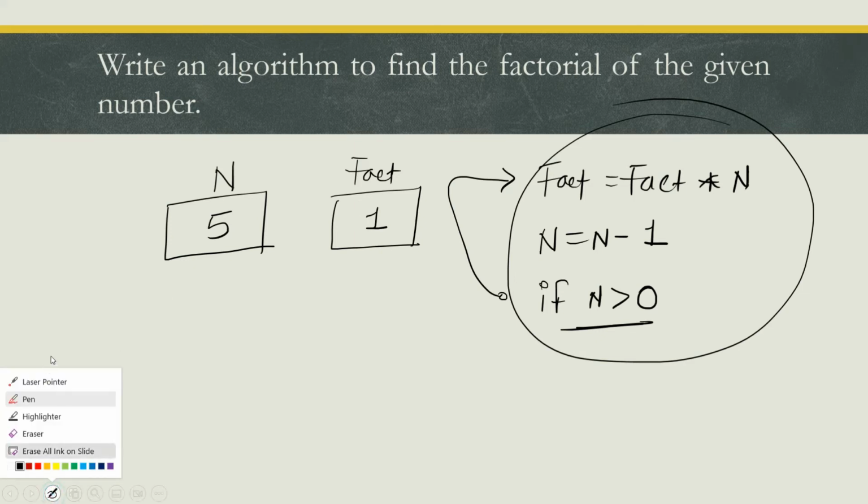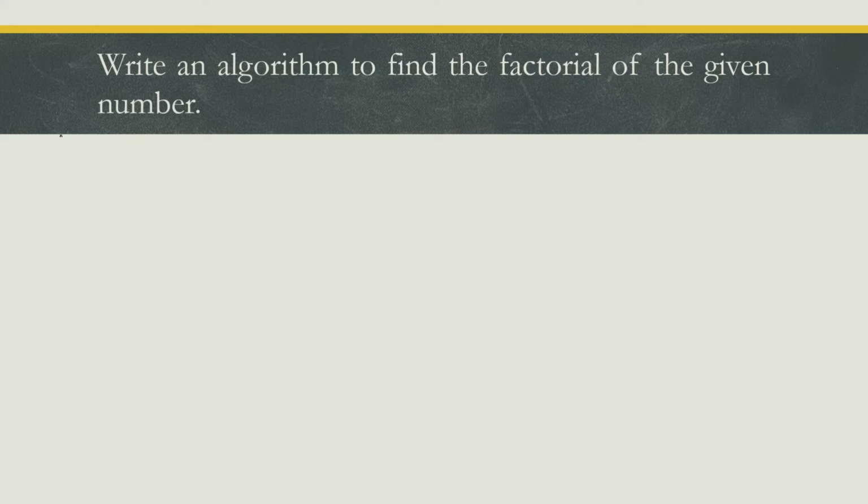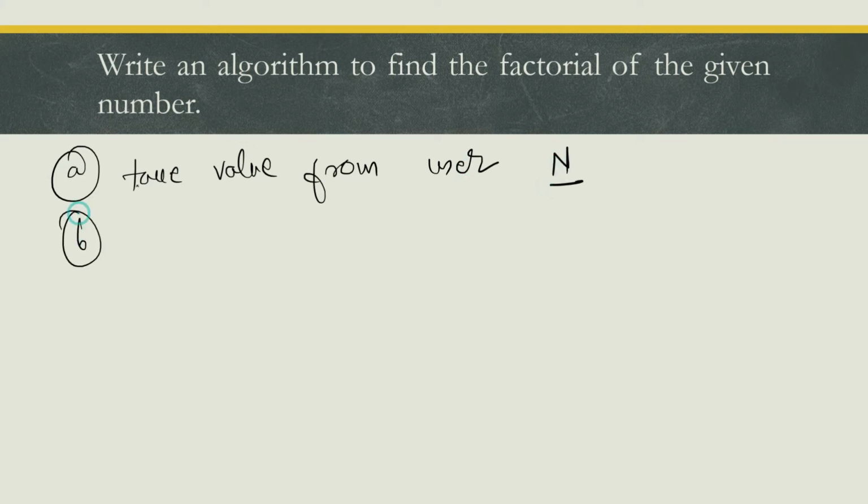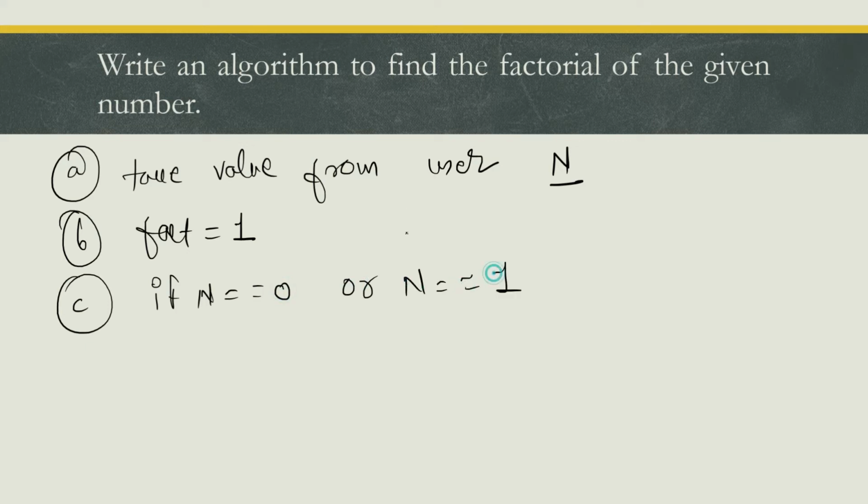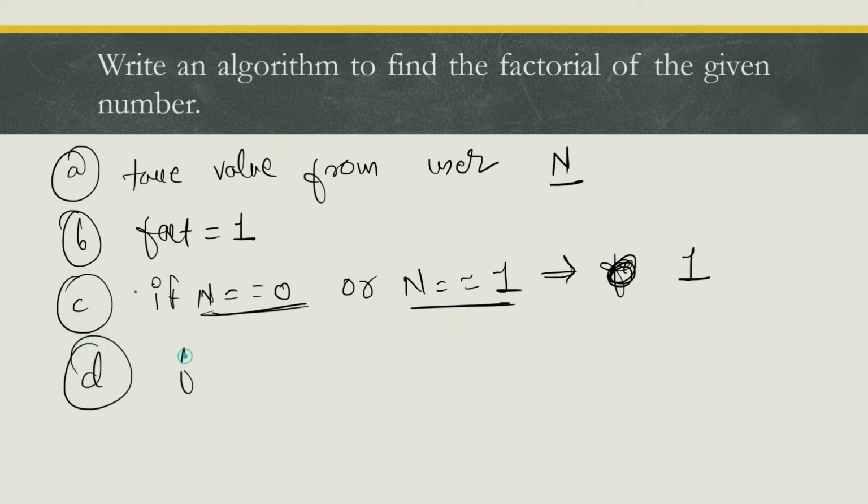So let me explain again. First of all, what is the step? We have to take a value from the user, let's say n. Second step, we have to initialize only one variable, fact, which is equal to 1. Then third, we have to check if n equal to 0 or n equal to 1. If so, then what is the factorial? It is 1. If it is not that, then we have to perform this step.